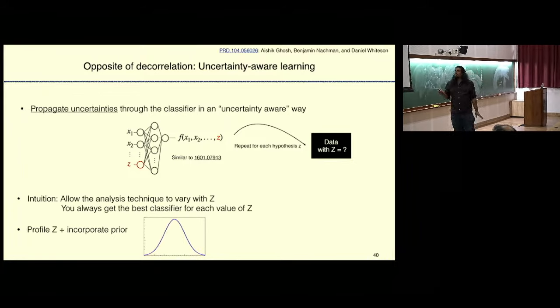But for now, the intuition is that you allow the analysis itself to vary as a function of the nuisance parameter. And so whatever the true value is, you will have one version of the analysis that is optimized for that value of the nuisance parameter. And then you can use the prior.